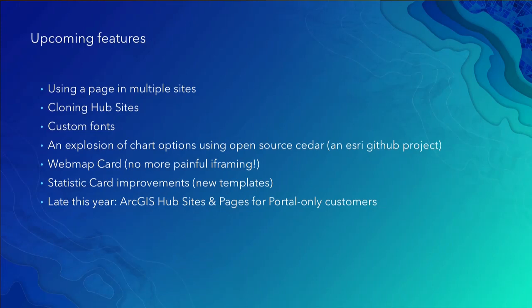We want to make cards for a lot of the other Esri types of content, like web maps specifically. Iframing is slow. If you're a web developer, it takes a second to load in. If we do a JavaScript approach, we'll be really quick, and your site will perform better. We want to improve the statistic card so that it can dynamically turn red or green and things like that, depending on how the numbers are. And also new templates of how that data is visualized.